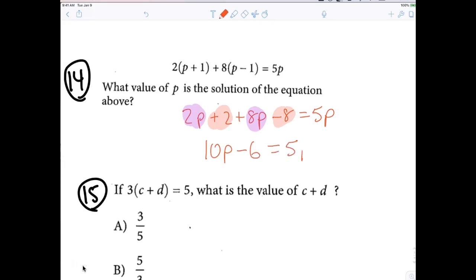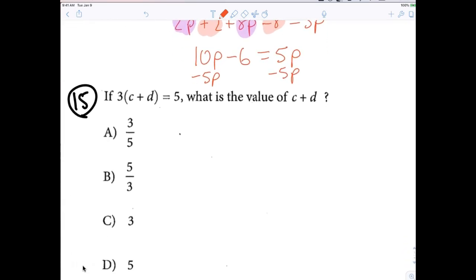That's 5p. And now what? Then you do plus 5p. Oh no, minus 5p. Minus 5p. Very good. And what else? And 10p minus 5p. And then I have to move the 6, don't forget. How do I move the minus 6? Add 6, thank you.